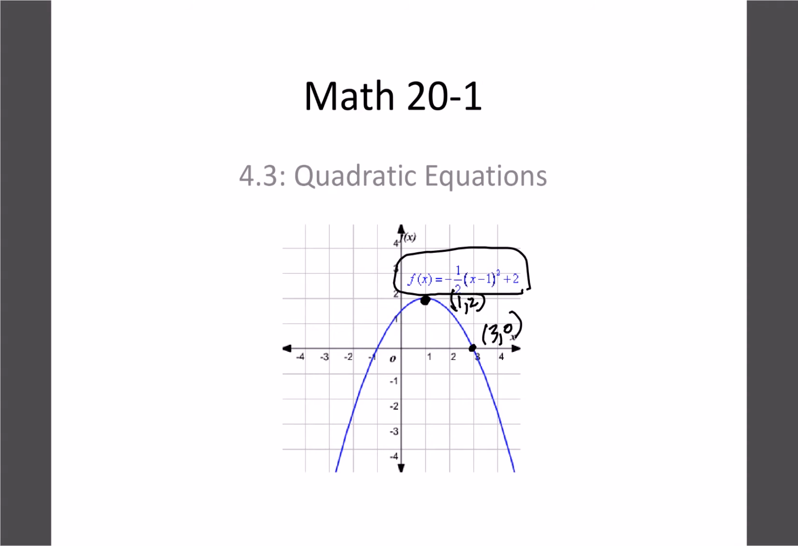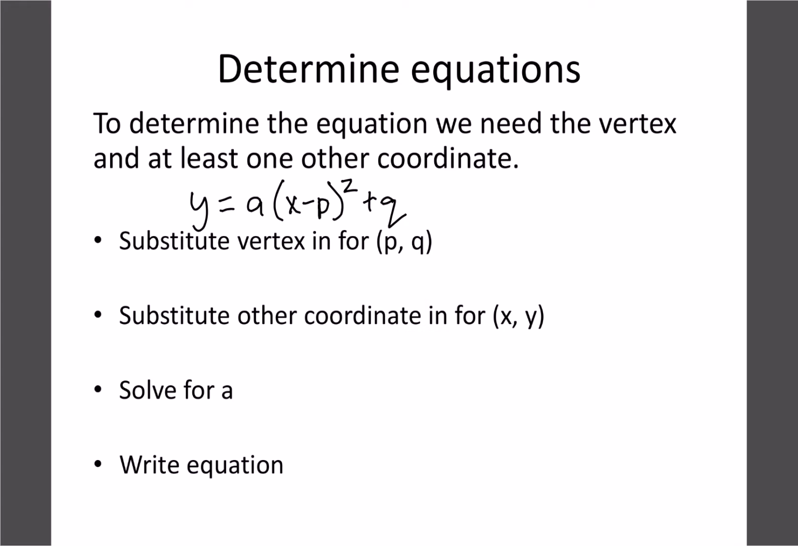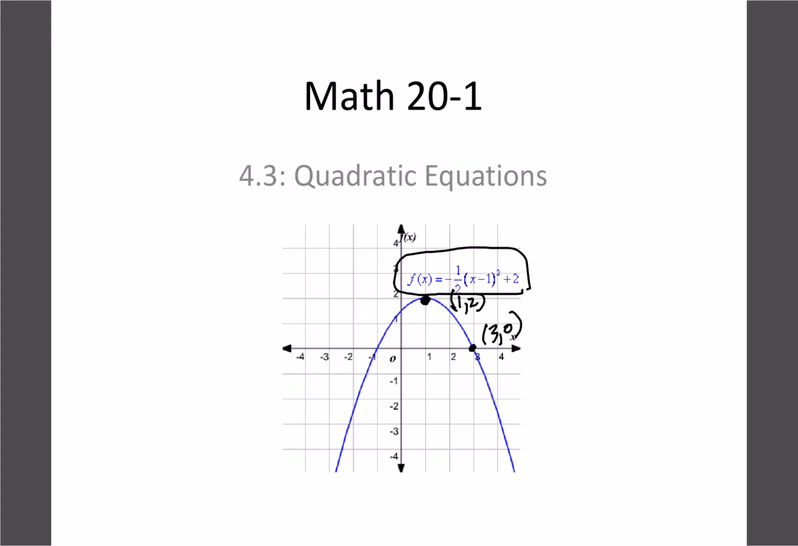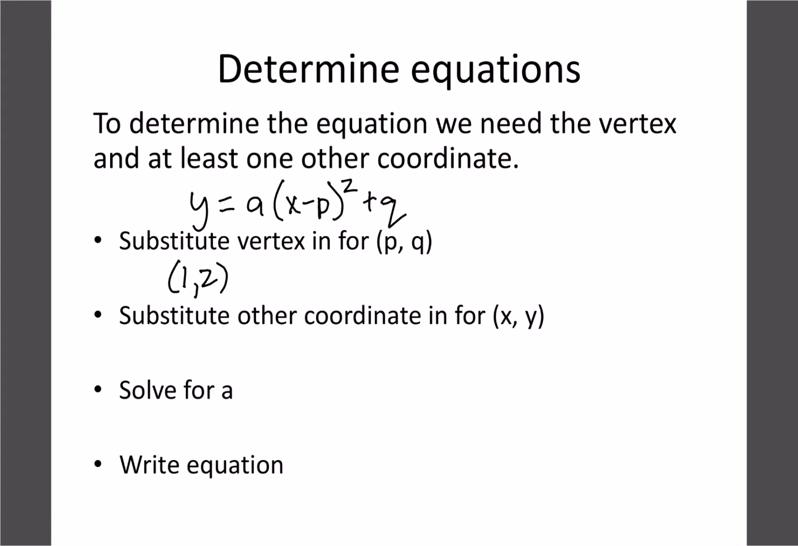So let's go back to that last example. We knew our vertex was at 1, 2, so let's use that for an example. We have vertex at 1, 2, and we knew our one other coordinate was 3, 0.